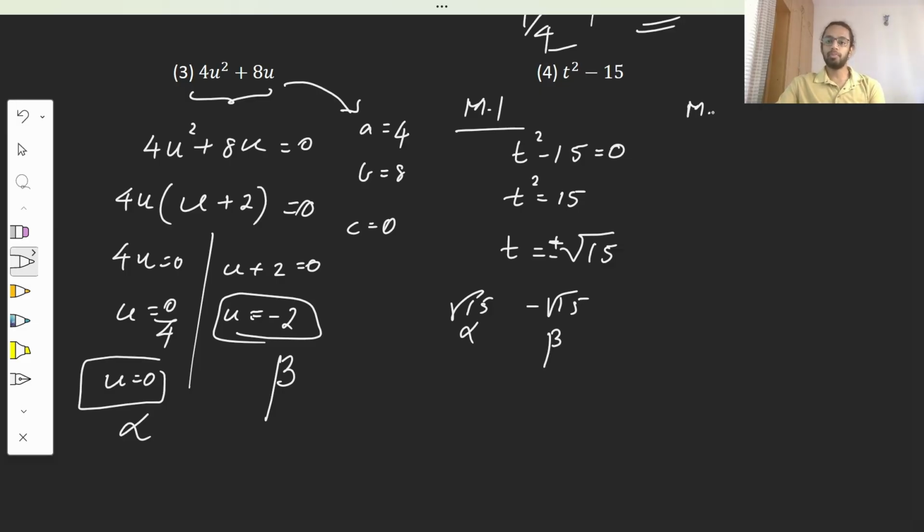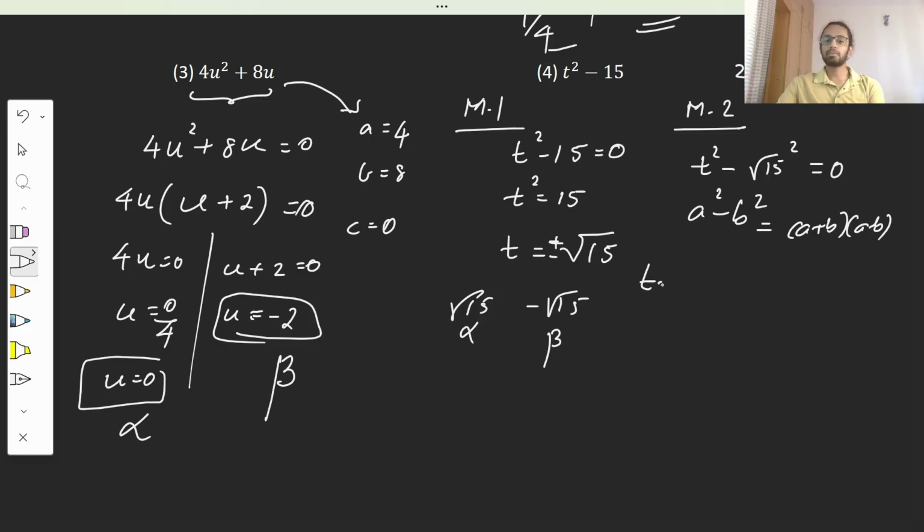The method 2 is basically we write this 15 as root 15 square. Any number can be written as root of it, square of it. For example, 2 can be written as root 2 square because square and root will get cancelled. So here in the question, we are able to write the 15 as root 15 square. Now this resembles a square minus b square form, which is basically a plus b times a minus b.